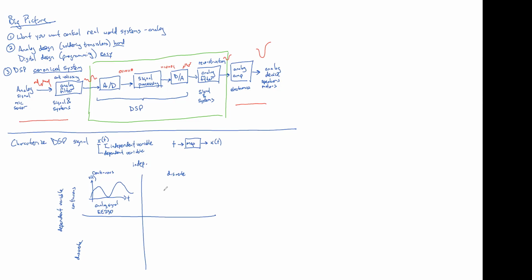Now, if your input is discrete, we'll call it n instead of t, because it's a number. No longer can you have a value at t equals 2.5. It's going to be a mapping at n equals 1, n equals 2, n equals 3. And to show that n is discrete, we put it in square brackets instead of round brackets.